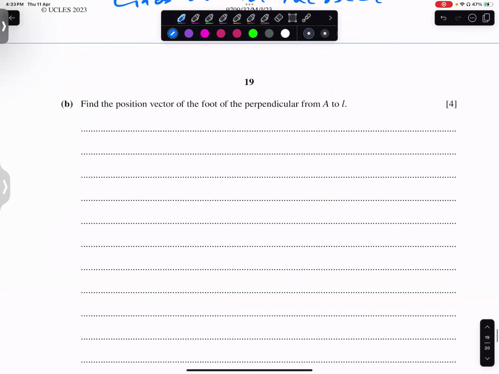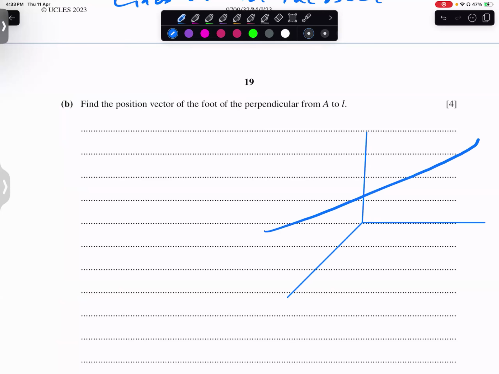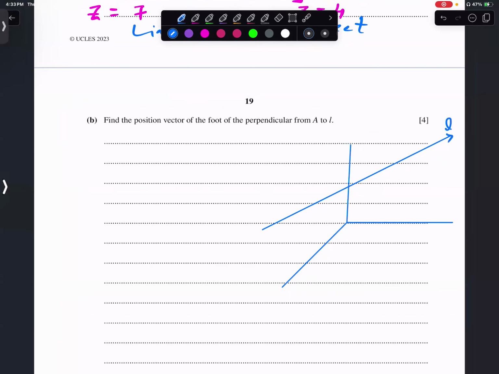So find the position vector of the foot of the perpendicular from A to L. Now again, students, let's draw the expected diagram and draw the line L. What was L? L was the original line given in the question. Now let's take anywhere point A. Now draw a perpendicular from A to L, and let's call that point P. And this is O.